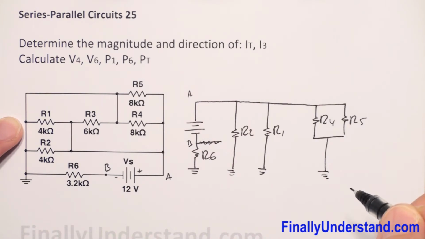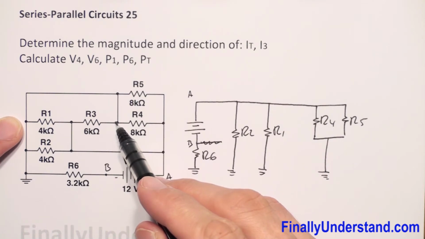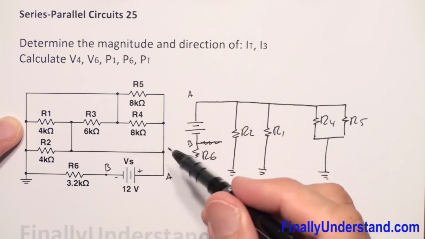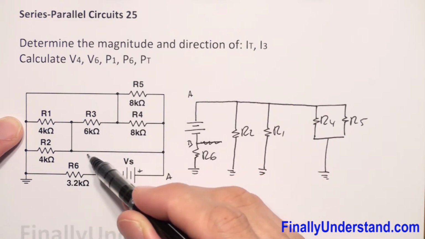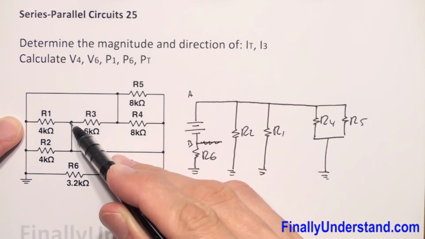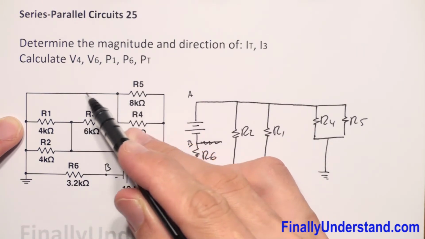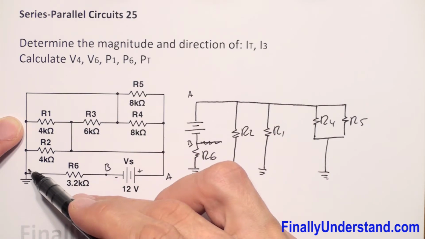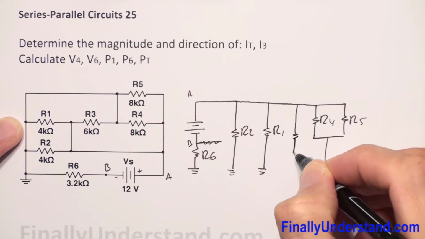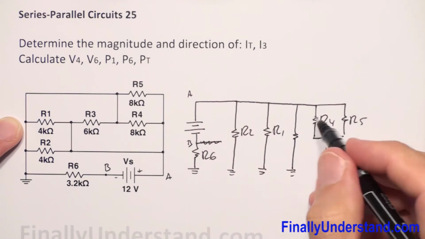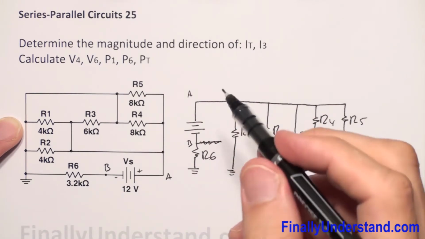So what happened with resistor R3? Resistor R3 is connected to what? To terminal A, right? And resistor R3 is also connected to what? To the ground, right? So I can say that this resistor is also connected to terminal A and to the ground. This is R3, right?